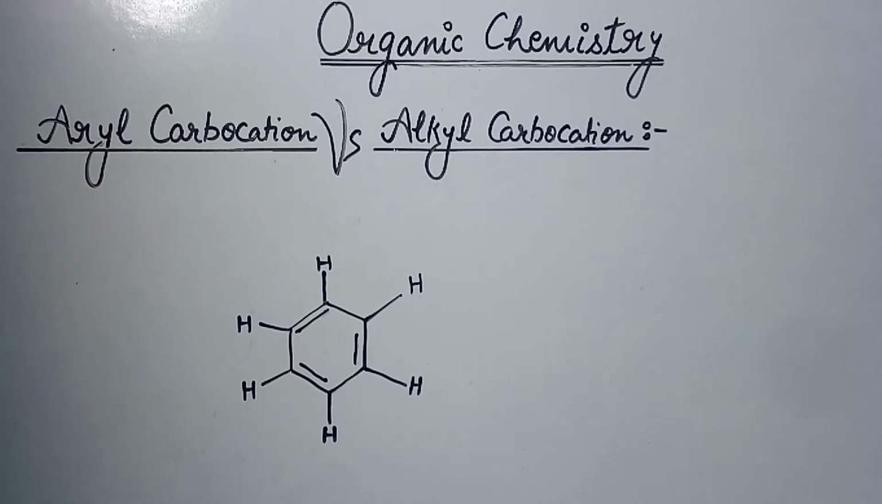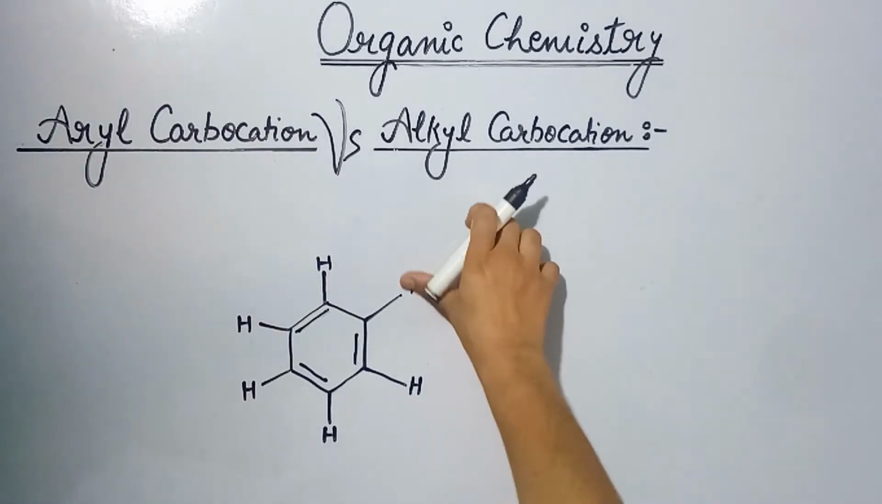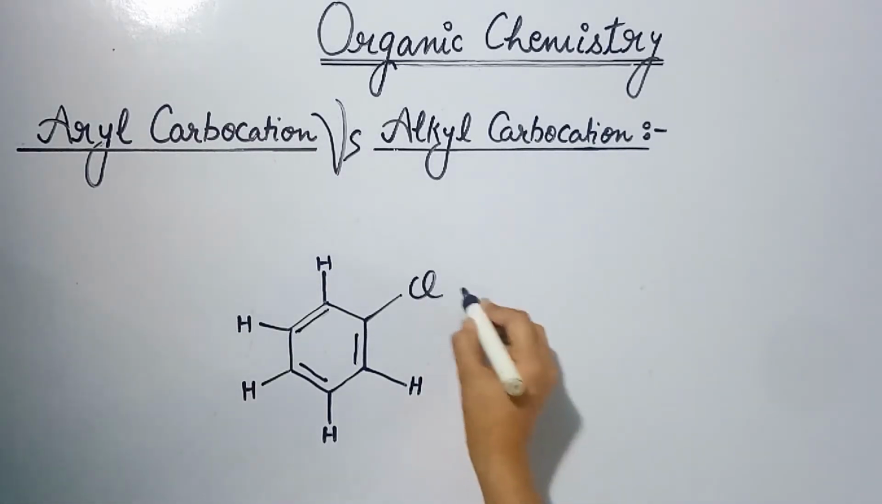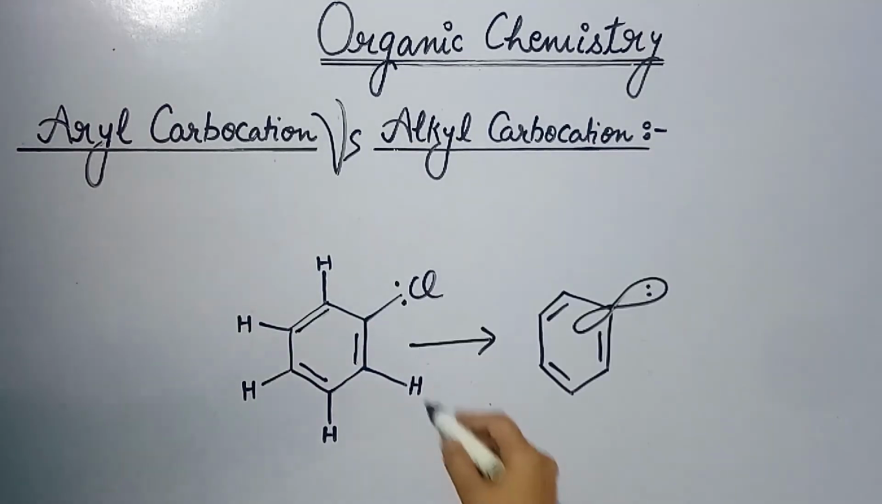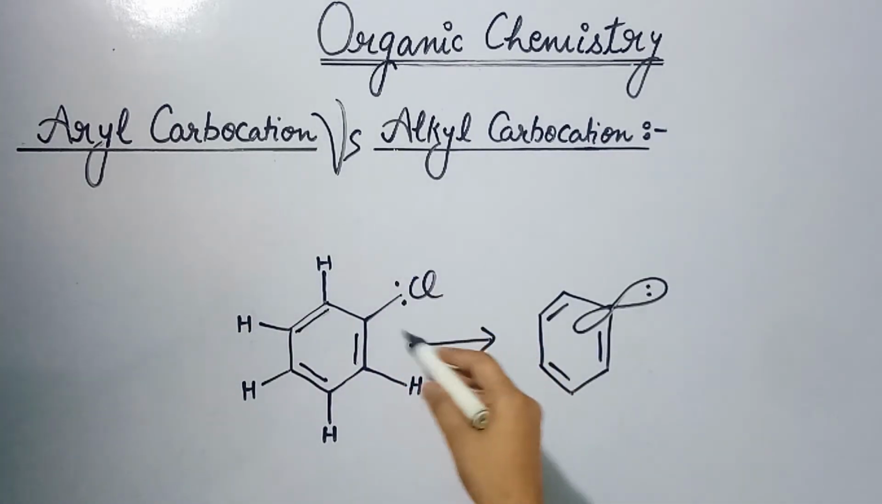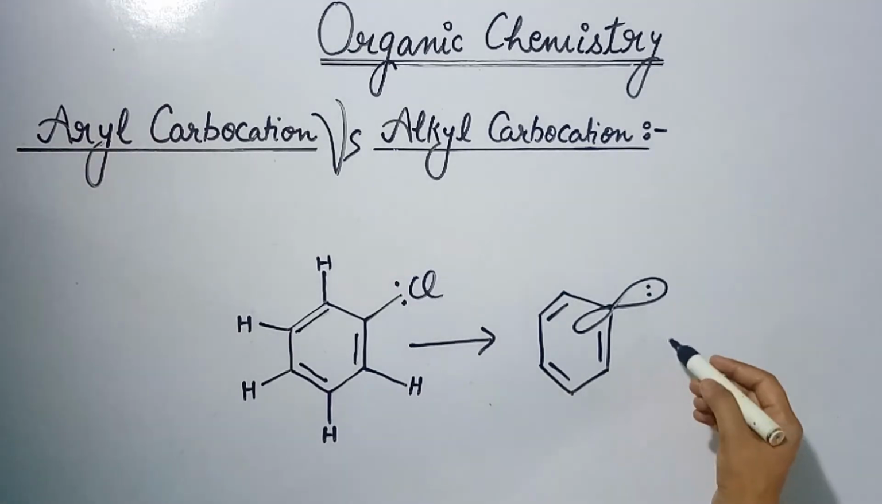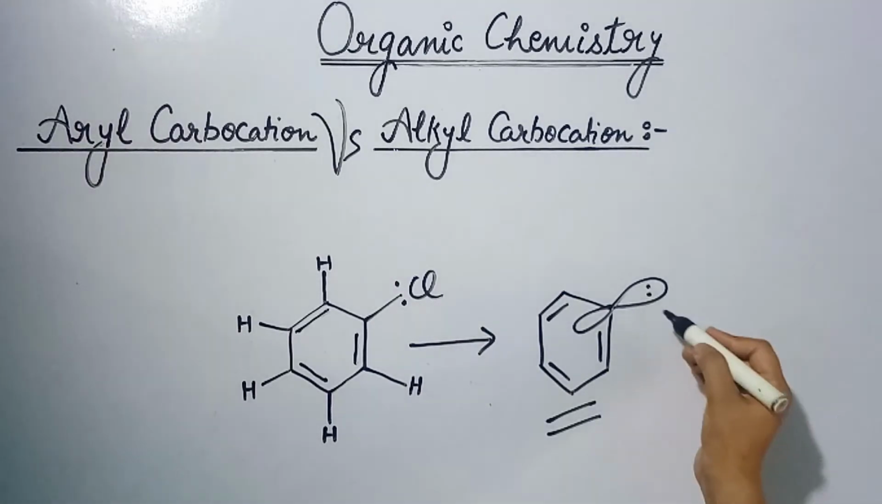Now let us talk about the benzene molecule. We are actually going towards the aryl carbocation. So I will replace this hydrogen with chlorine. When you break this bond, this chlorine will take both the electrons, both the bonding pair, and this will be formed.